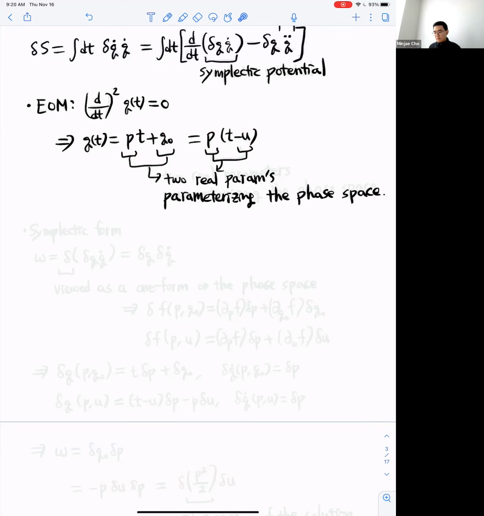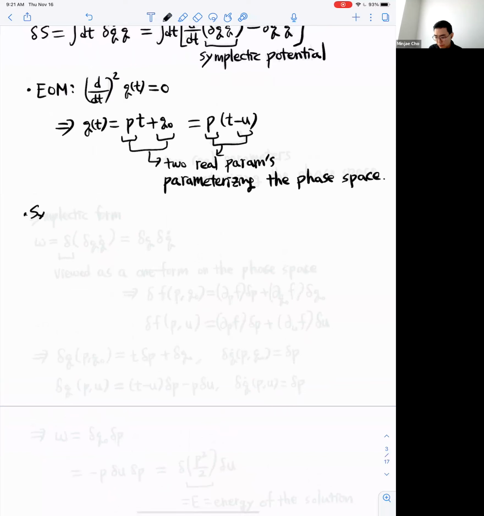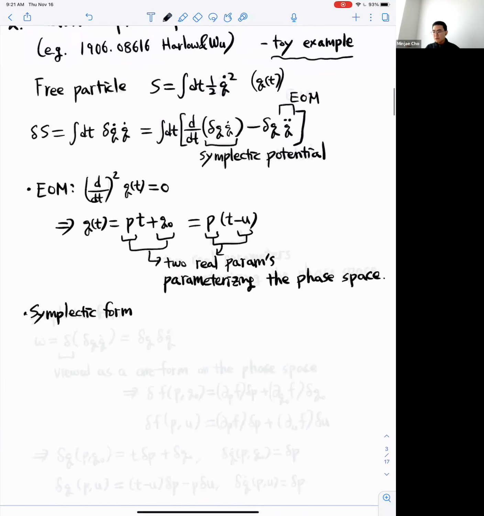So we now have this very simple notion of phase space. And what do we do with it? That's the question we are asking. And this is where we introduce the symplectic form. By the way, any questions so far? Is everything clear? Good.